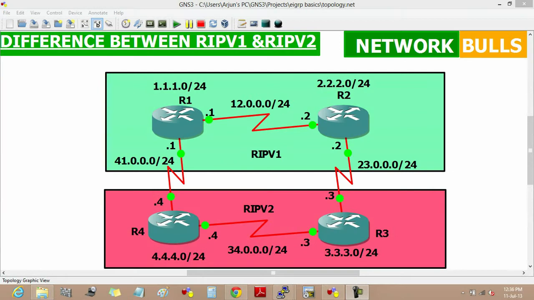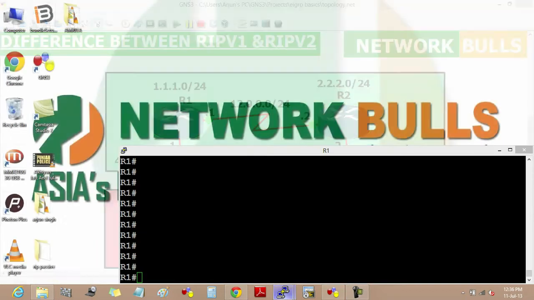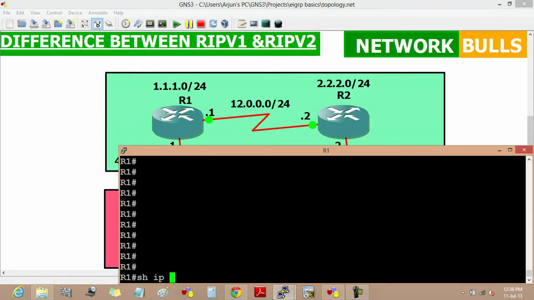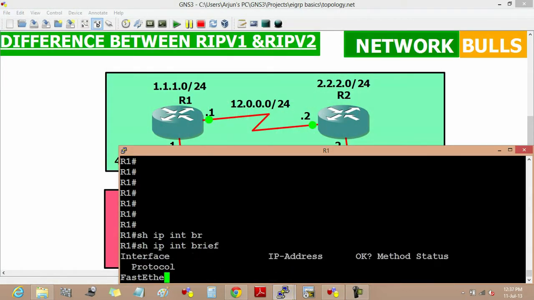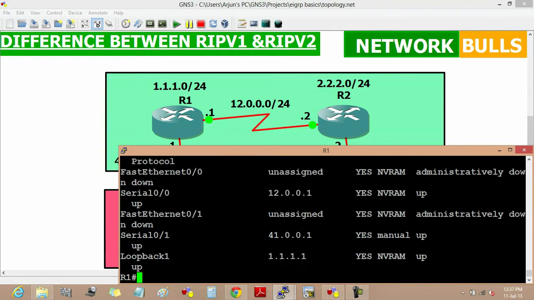Today we learned the difference between RIP version 1 and RIP version 2. In this topology, the IP addresses shown are already pre-configured and we can verify it by using the command show IP interface brief. Similarly, we can verify the IP addresses on other routers also.